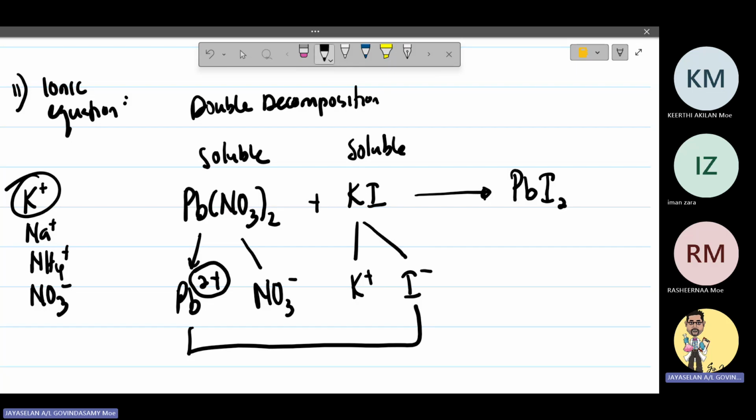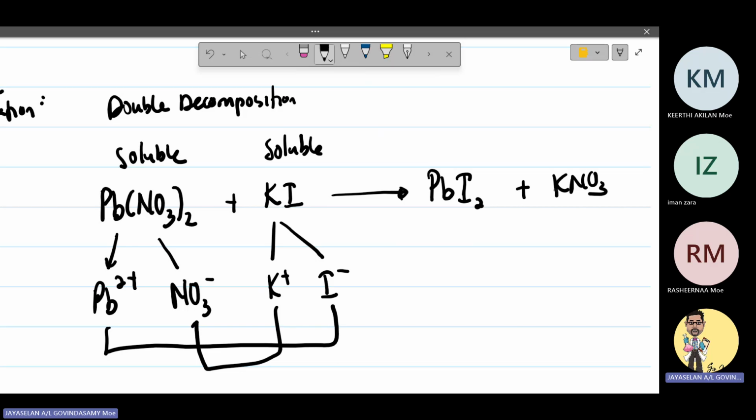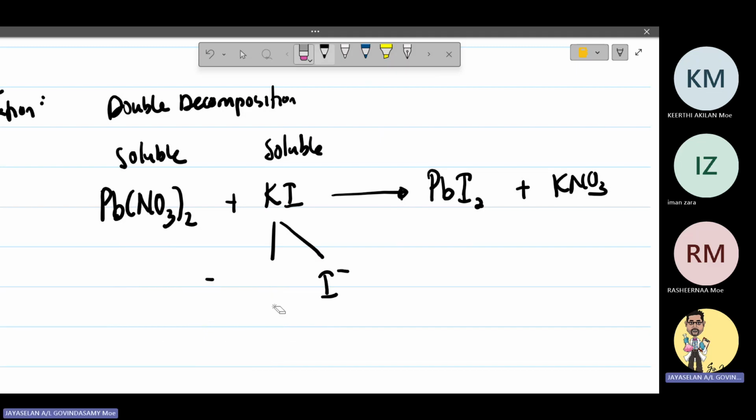Whoever doesn't know this, please practice until you know. The formula is basic concept, you must remember. Now take this and join with this. So you will get KNO3. Okay? KNO3. So erase the equation. Okay, now, done. Now what you have to do is balance the equation.